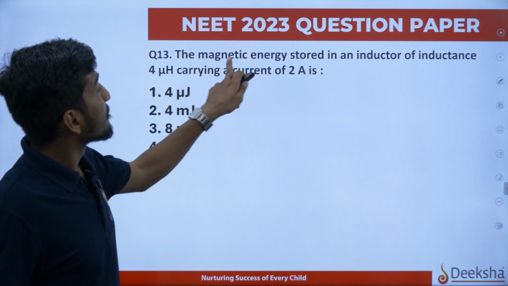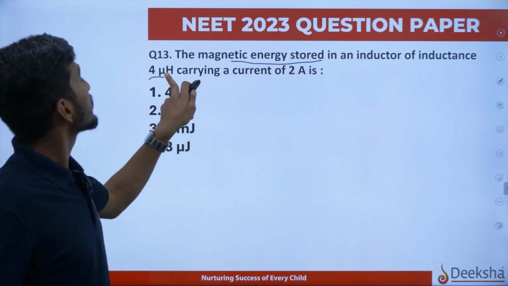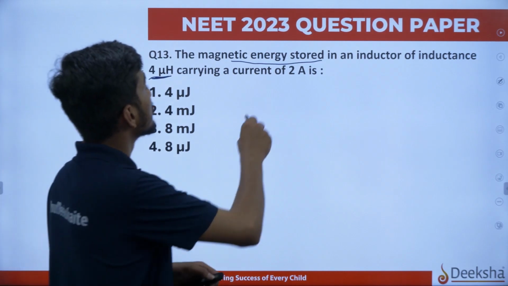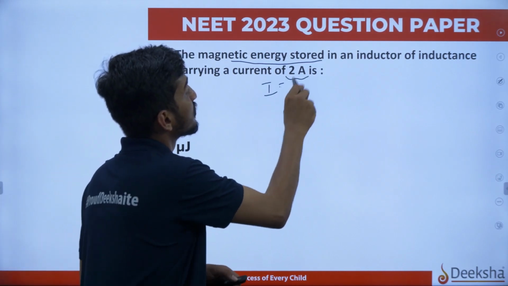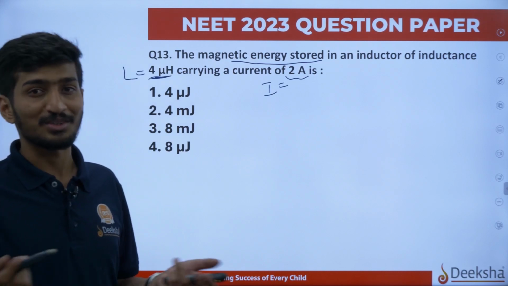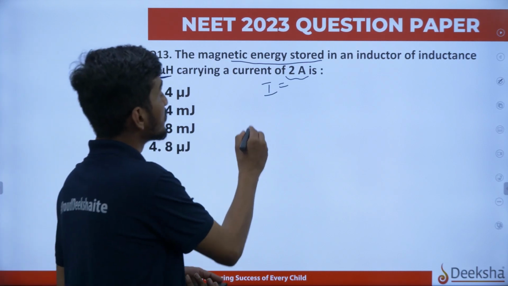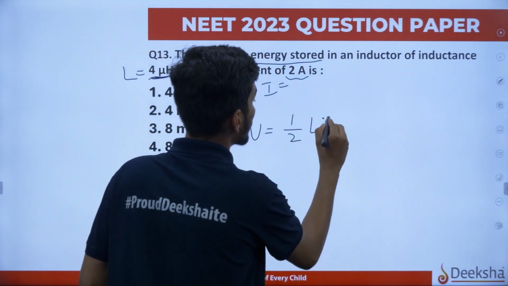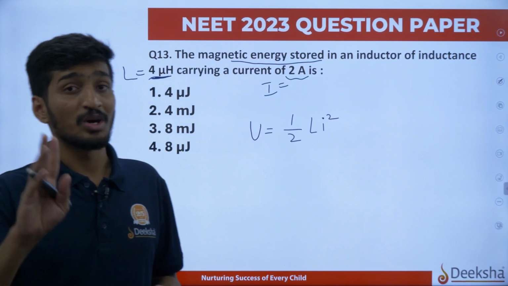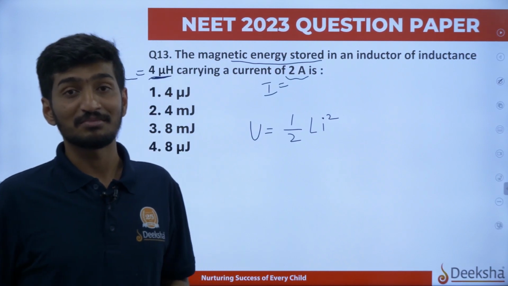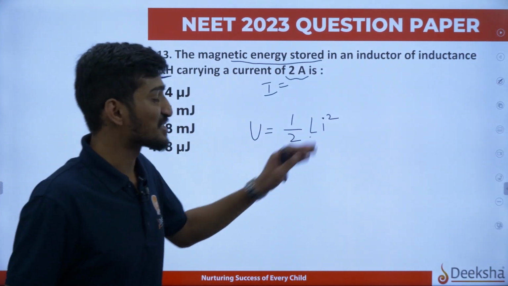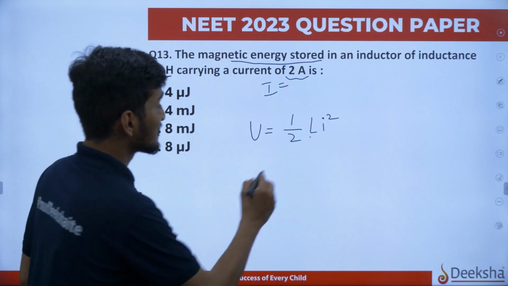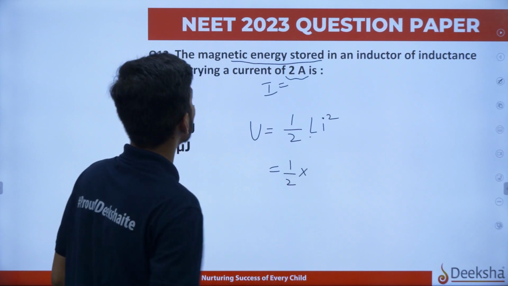Moving on. Magnetic energy stored in an inductor of inductance L equal to 4 microhenry carrying a current of I equal to 2 ampere is how much? Now this is a simple formula based question. The formula for magnetic energy stored inside an inductor is half L I square. For all of you who have revised your EMIs and ACs, you must remember this formula. It comes in again and again in these two chapters. If you remember this, then it's all about just putting the formulas.